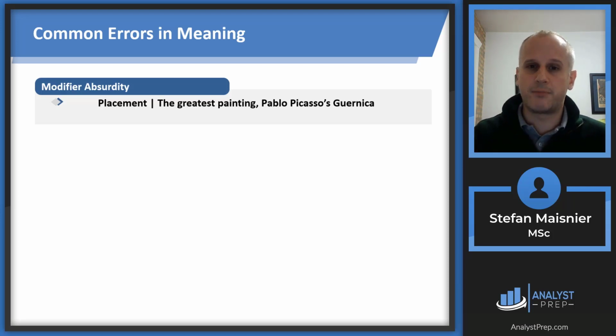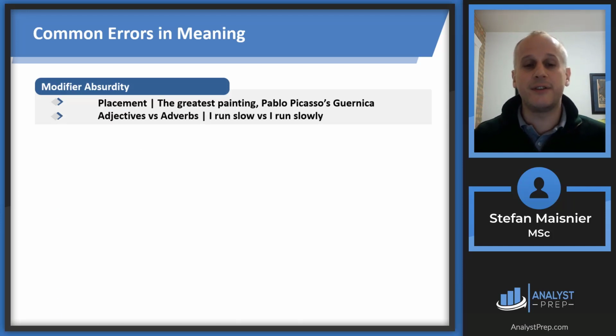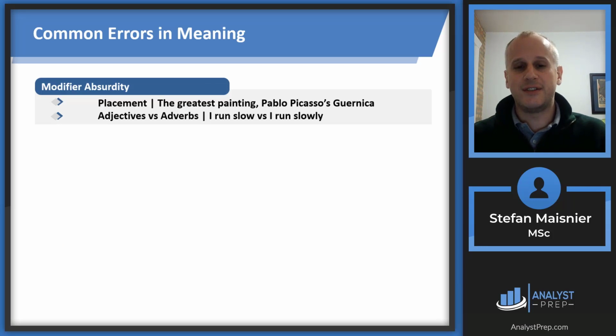So always interpret the sentences literally. Do not allow your brain to fix errors that are literally absurd. And then you have to be careful as well with adjectives and adverbs.